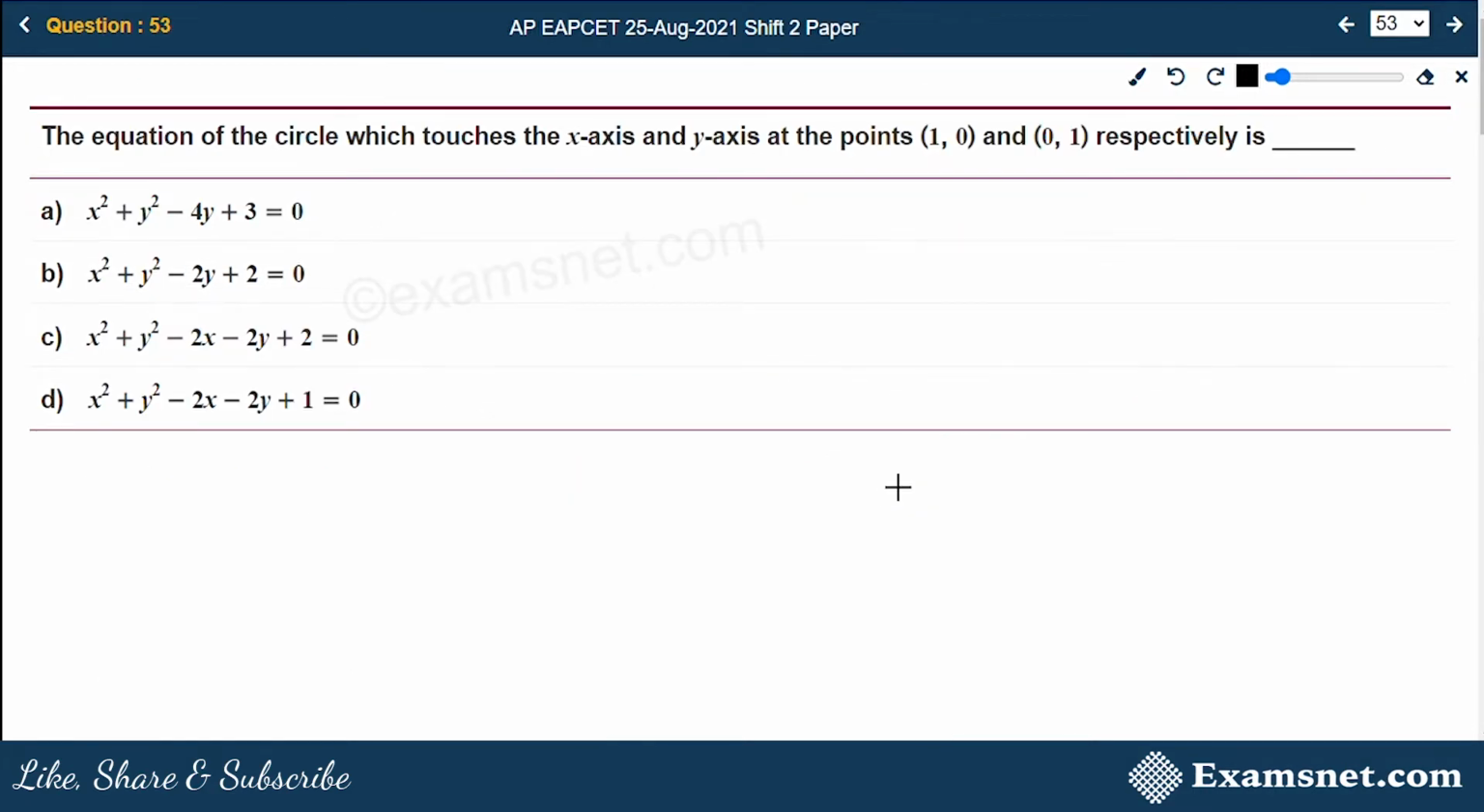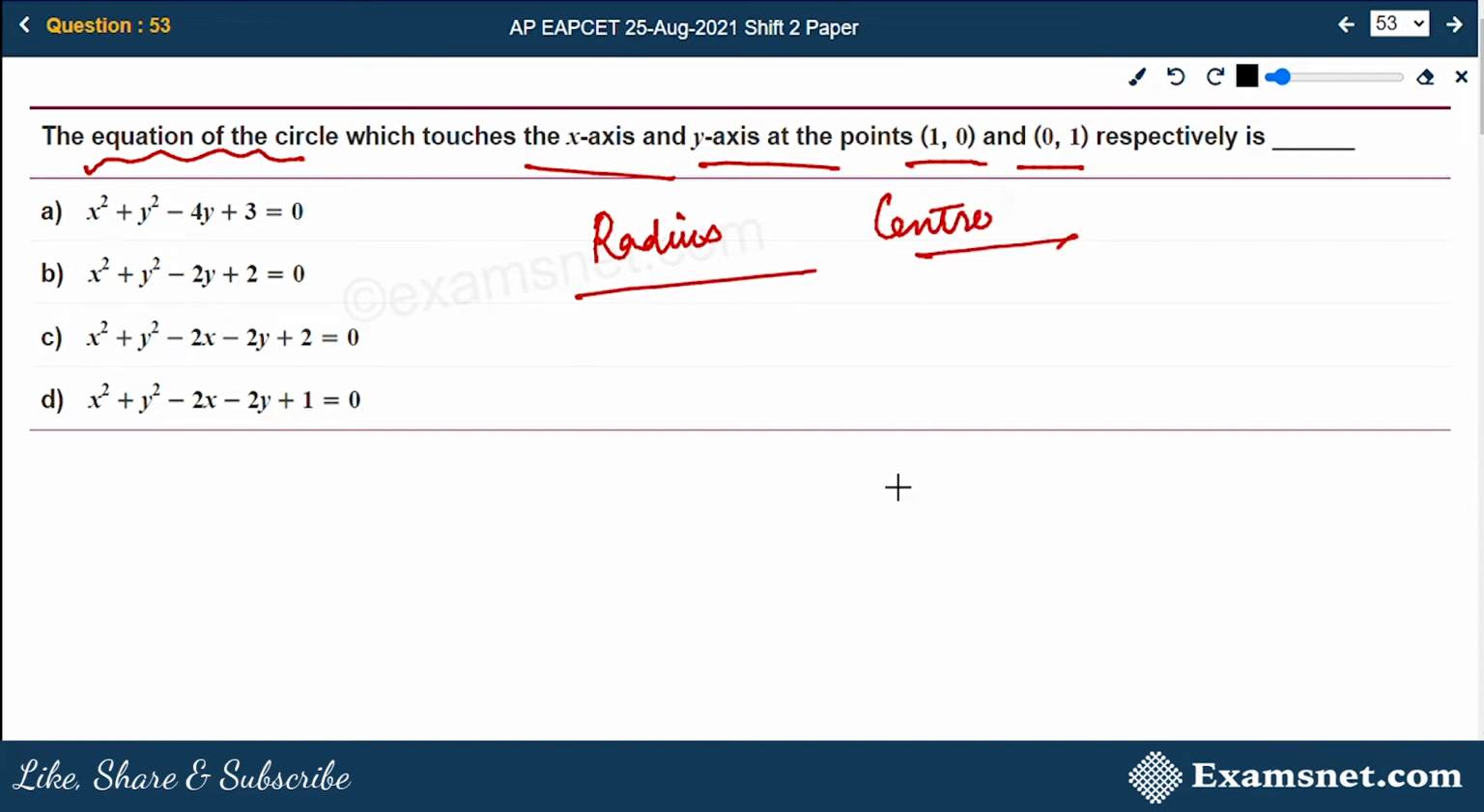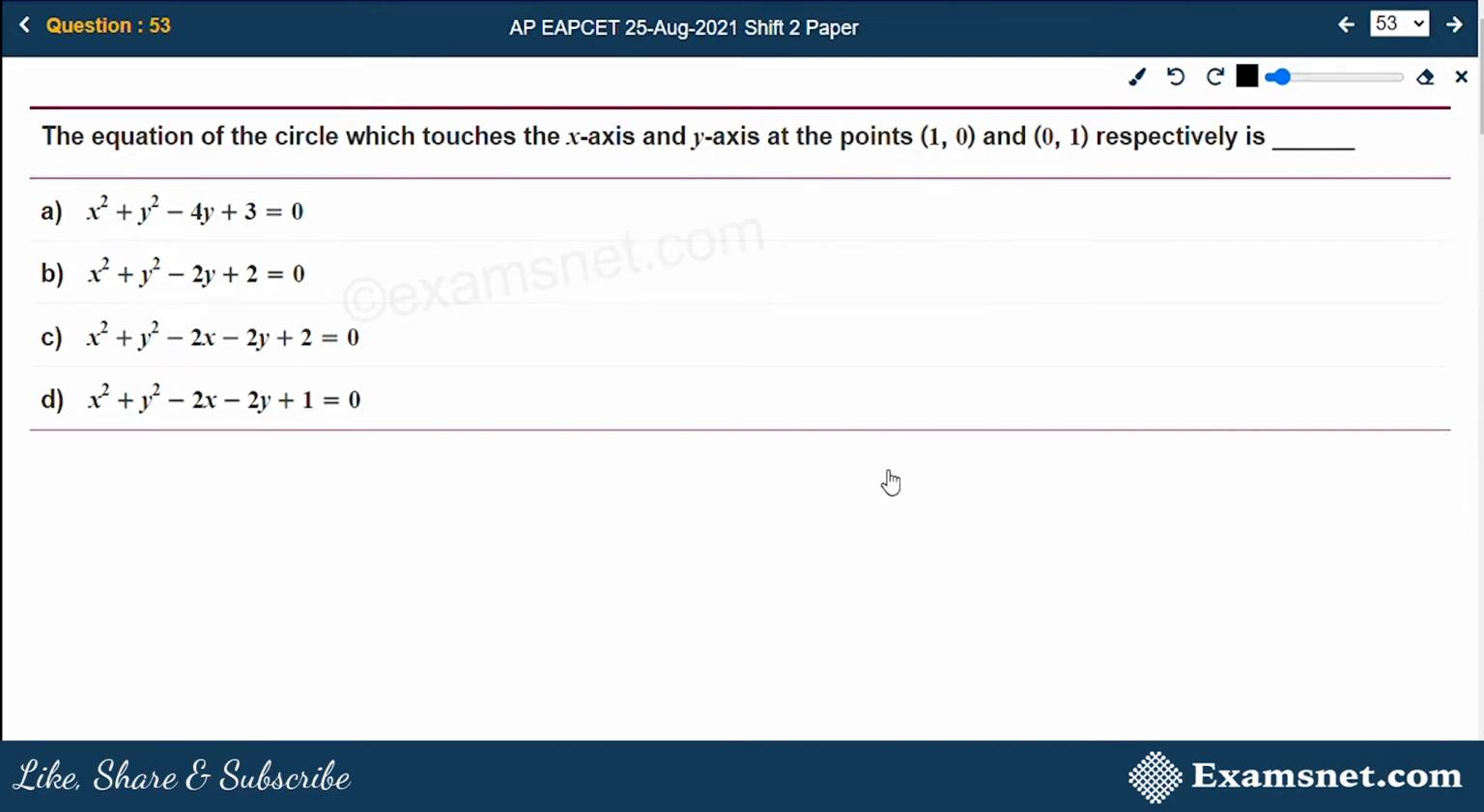Question number 53. The equation of the circle which touches the x and the y axis at these two respective points is. First of all, if you want to make the equation of the circle, the basic things you need are the radius and the center of the circle. If you know them, it's very easy to form an equation of the circle. Let's draw a diagram for it.